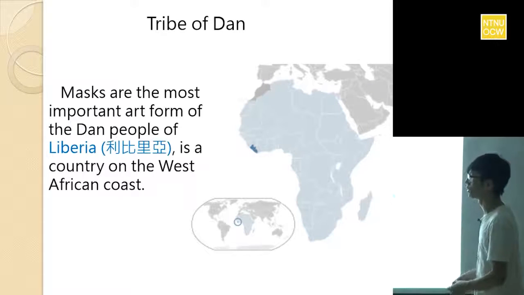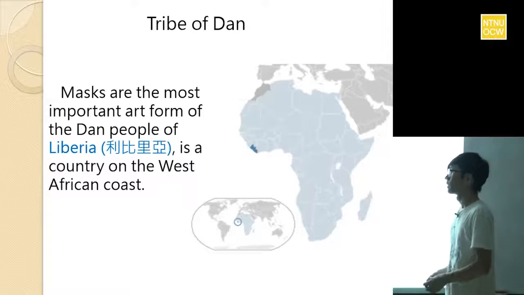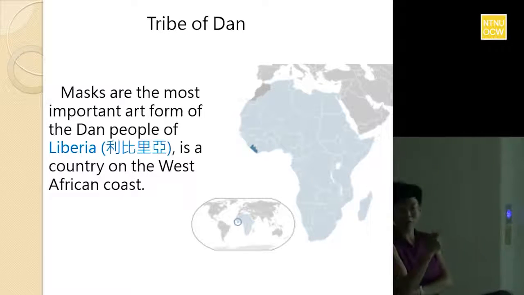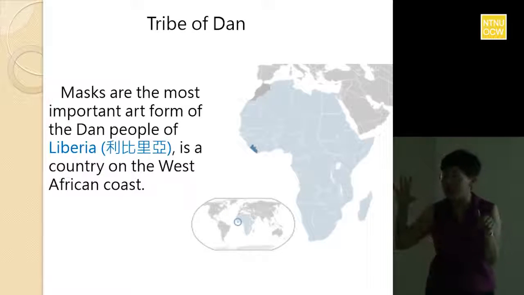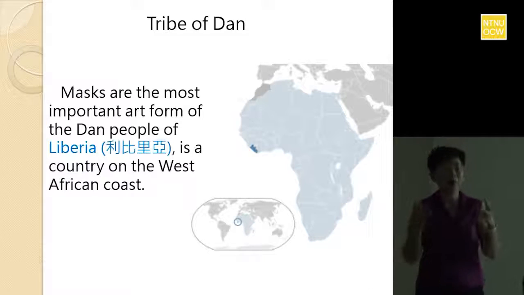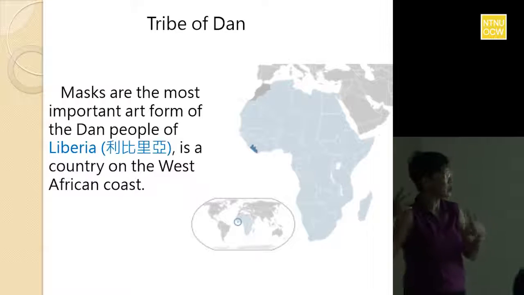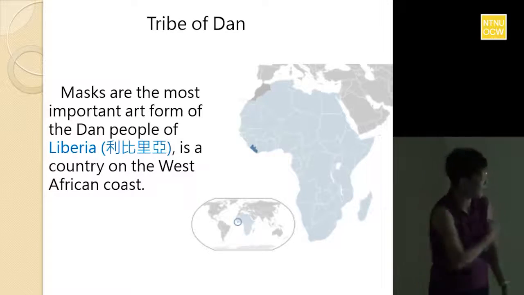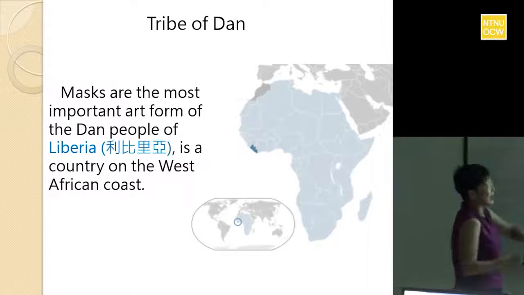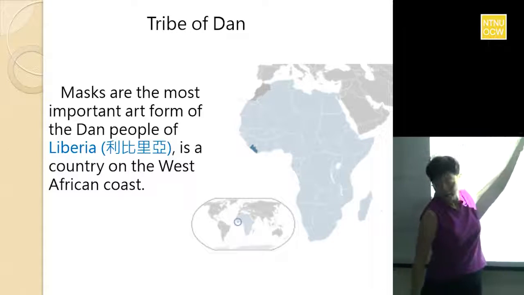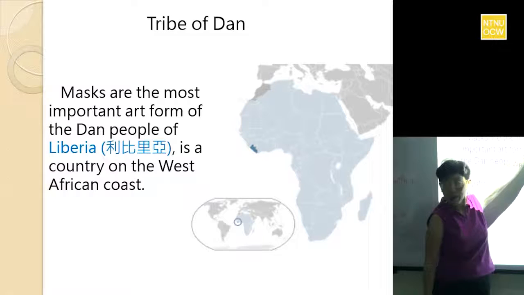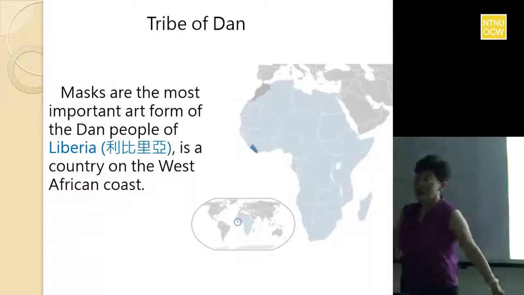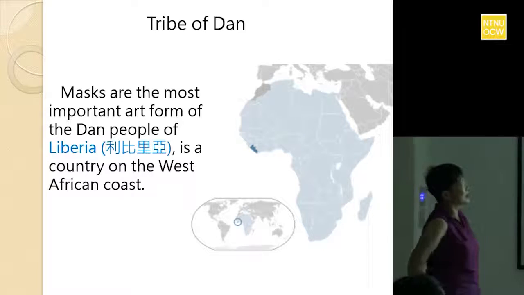Wonderful, because this is the mask that we see in the book, right? It doesn't come from, like, there are 19 tribes in Taiwan, right? Amis, Atayal, and so on and so forth. So there's one tribe, and the name is not something that we are familiar with. It's called Dan. So tell us about Dan.